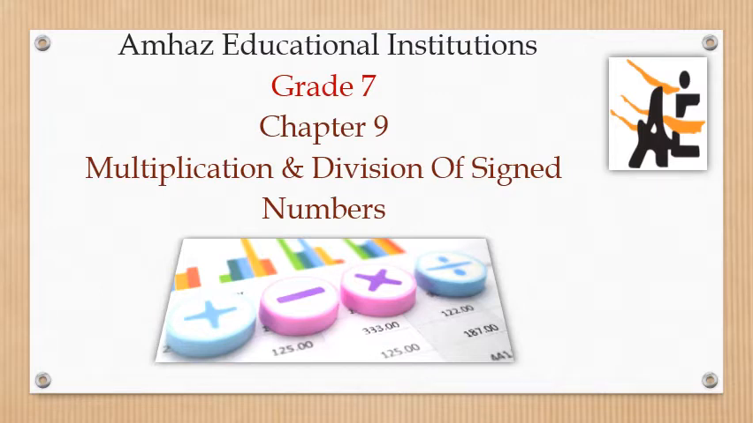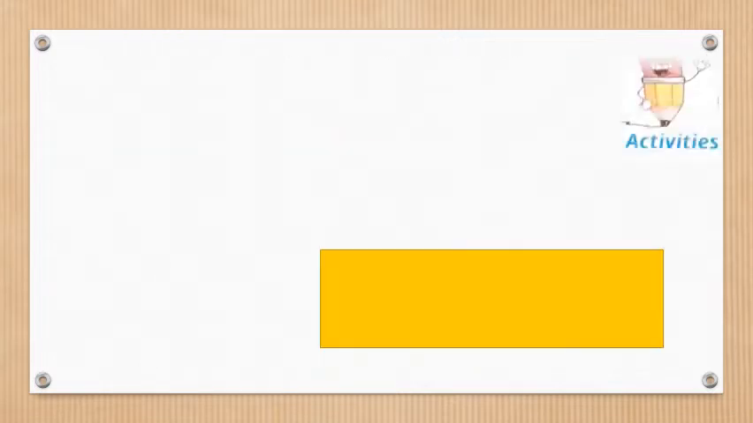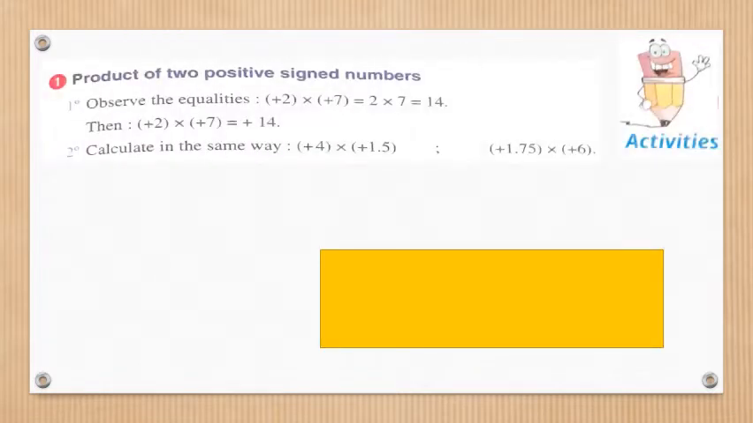Today we will start chapter 9, which talks about multiplication and division of signed numbers. The product of two positive signed numbers. Positive means they have a plus sign. How to multiply? Observe the equality.